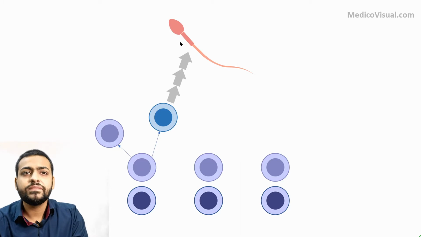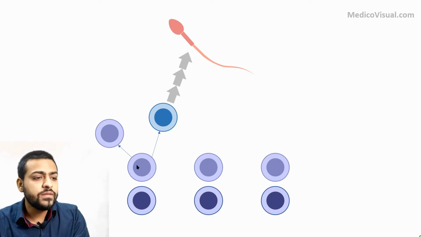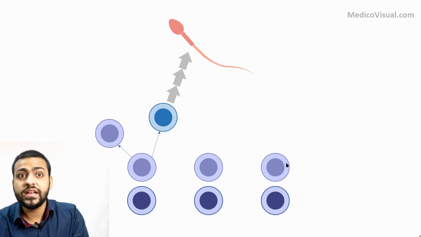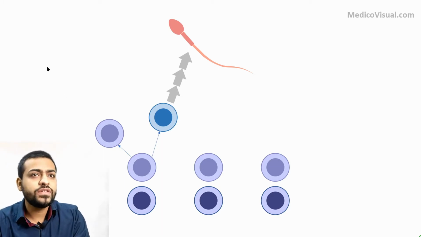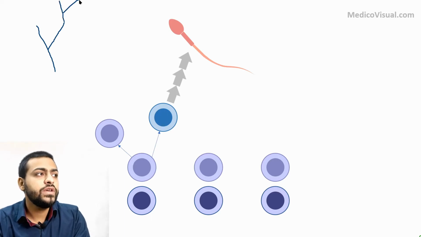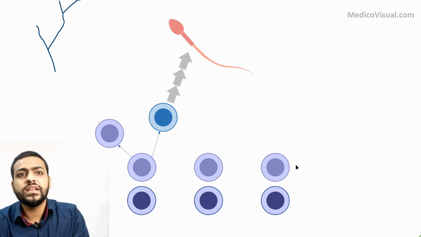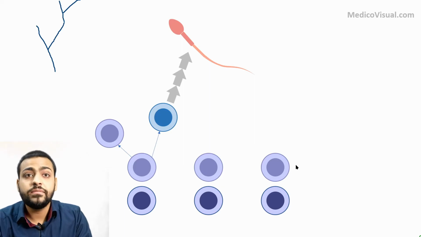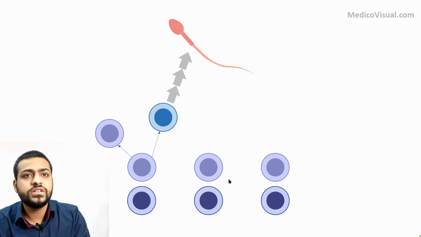cell that is destined to form mature sperm, and the other cell that is formed will maintain the population of these parent cells. This type of cell division looks like the stem of a plant, the stem of a tree. So we call them stem cells. These are stem cells, right? These are undifferentiated cells and these are stem cells.